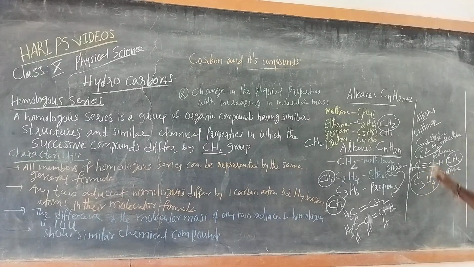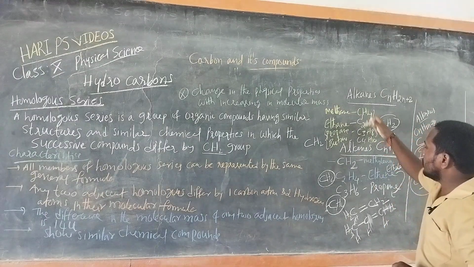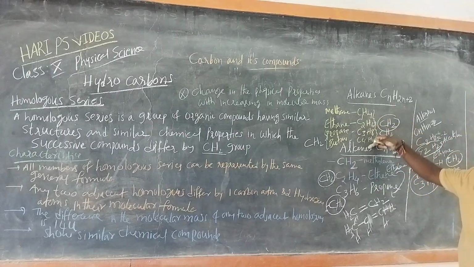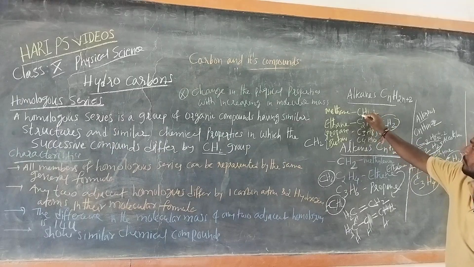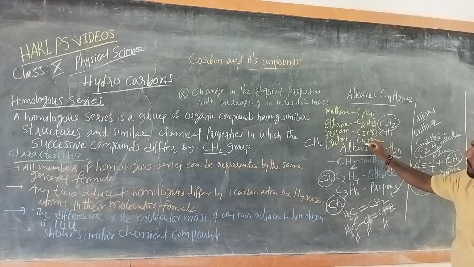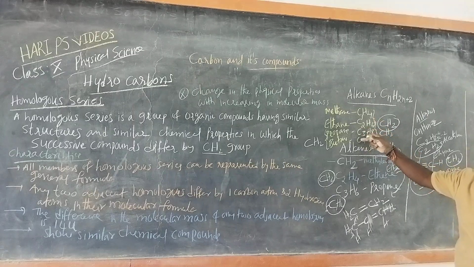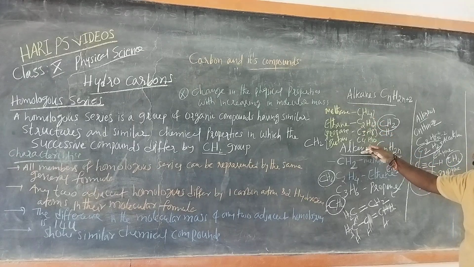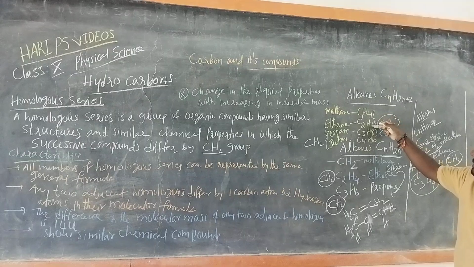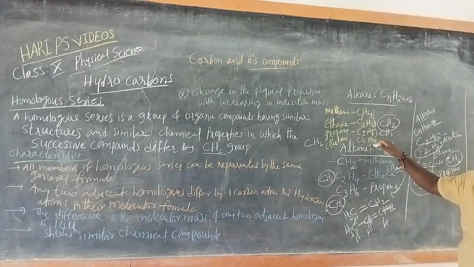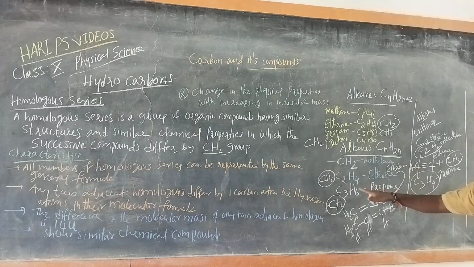Just count the number of carbon and hydrogen atoms between the same type of hydrocarbons. So here 1 carbon, here 2 carbons, 3 carbons, 4 carbons. Every compound has one extra carbon. Then hydrogens: 4, 6, 8, two hydrogens more each time. 1 carbon, 2 hydrogens. Here also 1 carbon, 2 hydrogens.